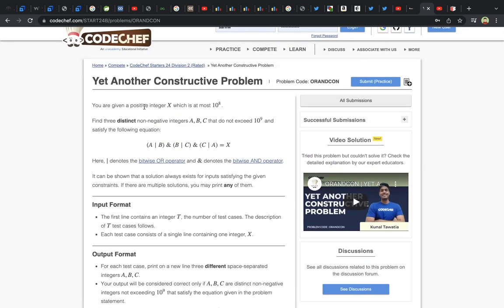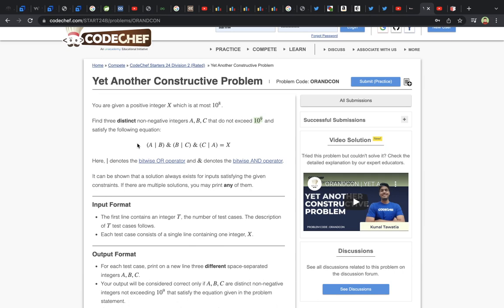The question states that you are given a positive integer x that is at most 10 to the power 8, and you have to find three distinct non-negative integers a, b, and c that do not exceed 10 to the power 9 and satisfy the following equation. Pretty straightforward. One thing to note here is that these are non-negative integers, so you can use 0 technically. And this gives a hint that a, b, and c can actually be greater than x, right?